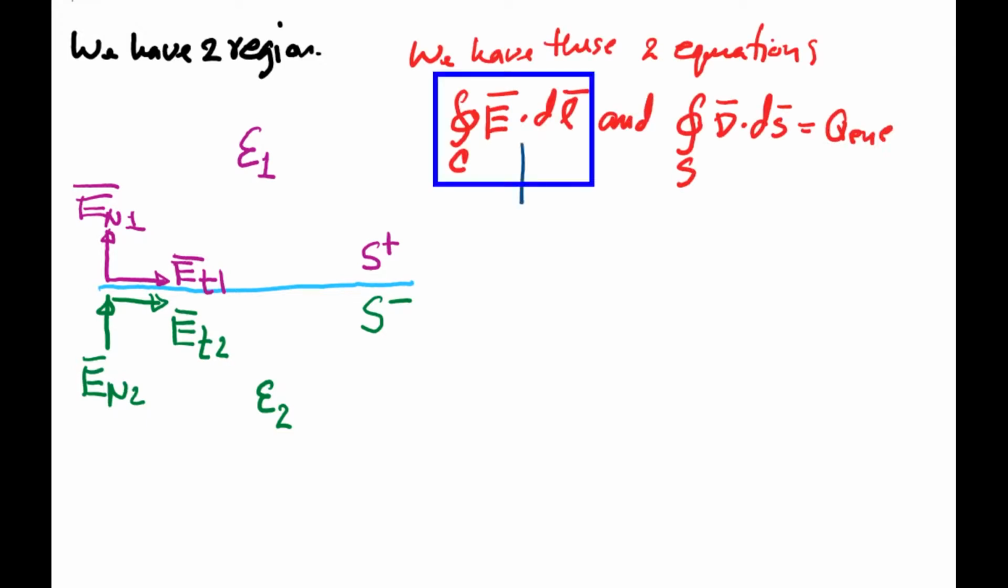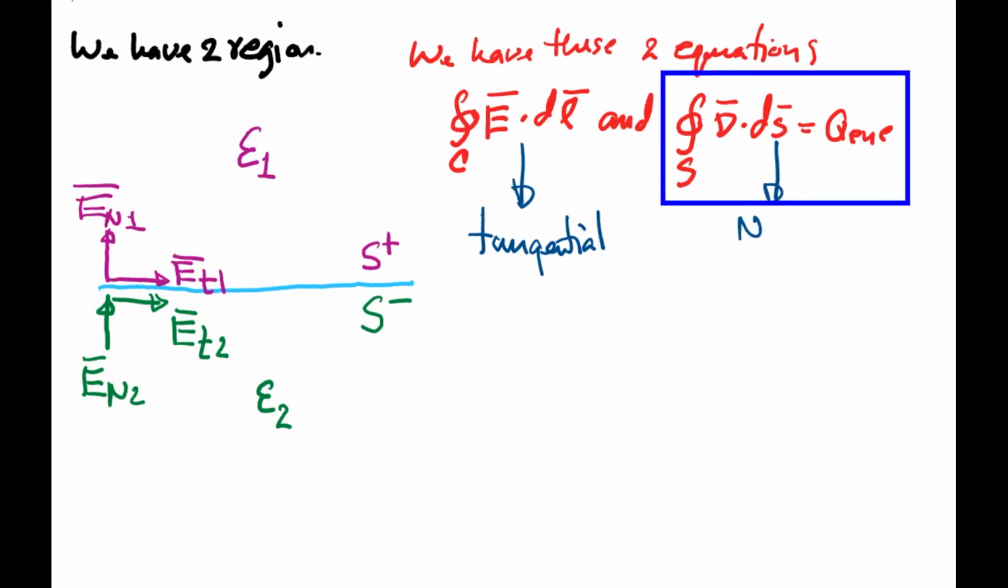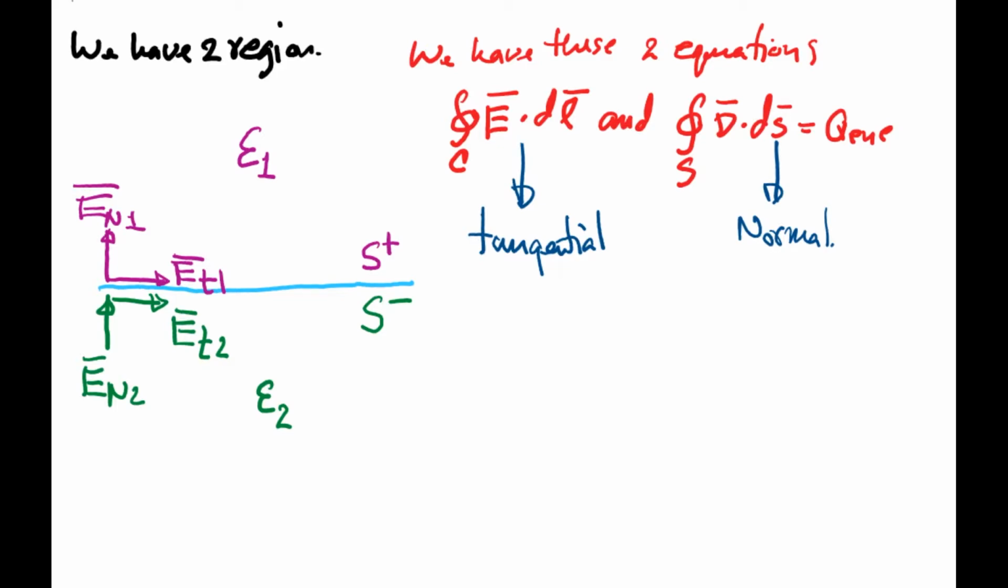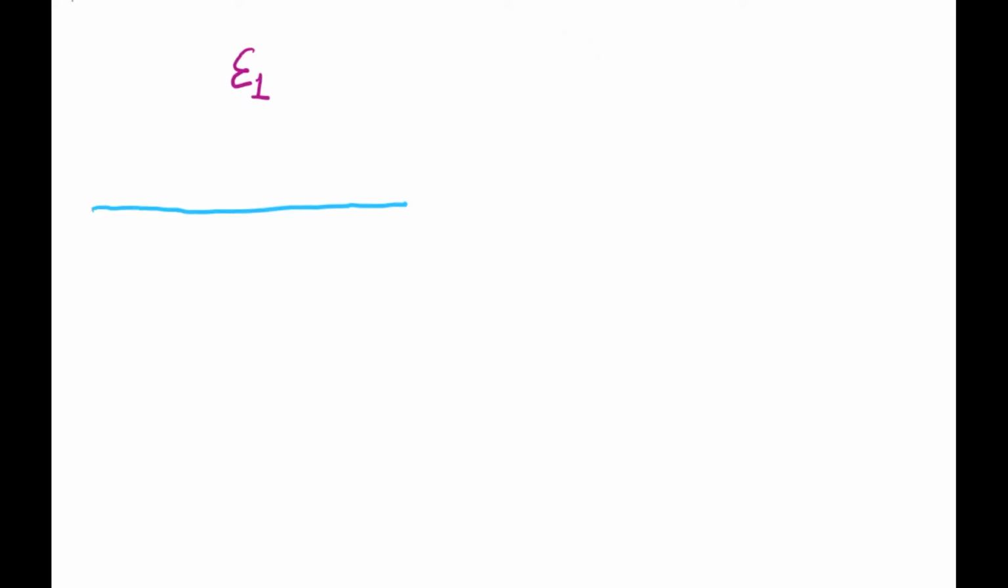The integral E.dl on a closed loop is 0, which we learned in the topic of potential, and the Gauss law, integral D.dS on a closed surface, is the charge enclosed by the surface. The first one is to show the conditions of tangential component, and the second one is to show the conditions for the normal component. For the first equation, we construct a small loop on the interface.